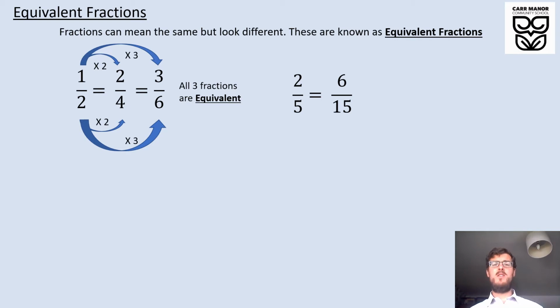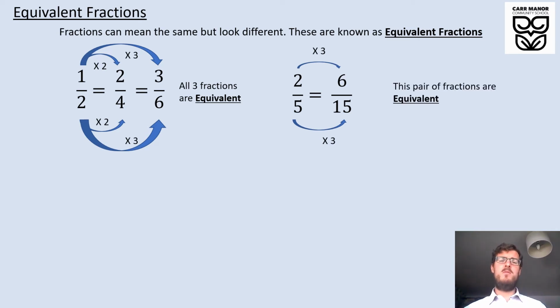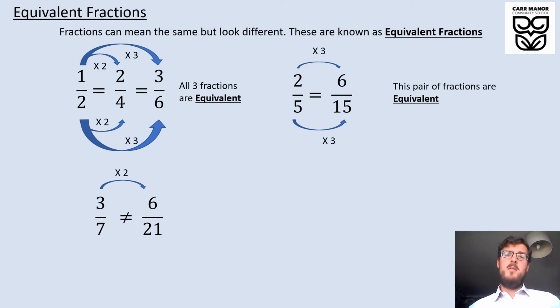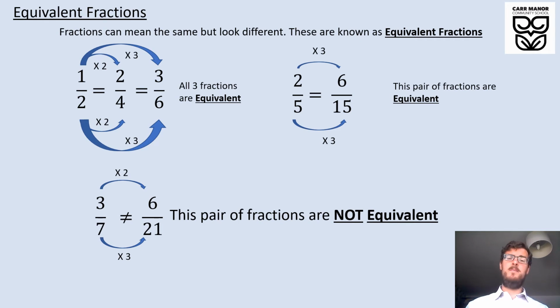Okay. We can see another example. 2/5 is equal to 6/15 because we've multiplied by, that's right, 3. Okay. And we can see an example where they're not equal. I've used the not equal sign. 3/7 does not equal 6/21 because the top half has been multiplied by 2, but the bottom, the denominator, has been multiplied by 3, so they are not equivalent.